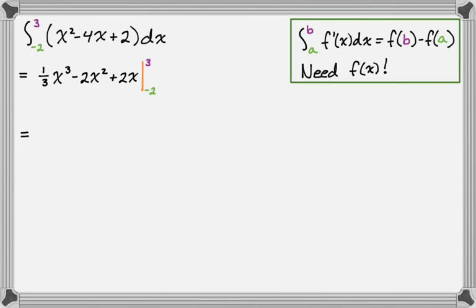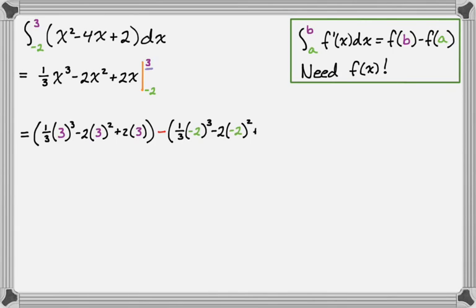And now what we need to do is first substitute in 3. So I'm going to substitute 3, so it's going to be the quantity 1/3, and then 3 to the third minus 2 and 3 squared plus 2 times 3. And then we're going to subtract, we're going to substitute in -2. So 1/3 -2 cubed minus 2 times -2 squared plus 2 times -2. And now what we want to do is simplify this thing. So my advice is, if things have denominators, don't worry about them too much as you simplify.